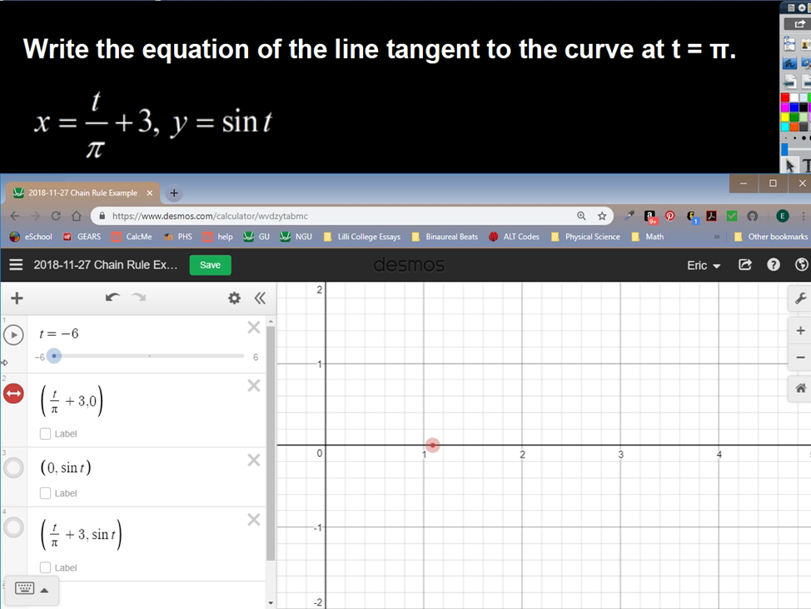If I isolate the vertical motion, then I'm just going to look at the point with an x coordinate of 0 and a y coordinate of sine t, right? I'm just going to let the animation go, and you can see that as t increases, it bobs up and down, which doesn't surprise us because it's a sine function, right?